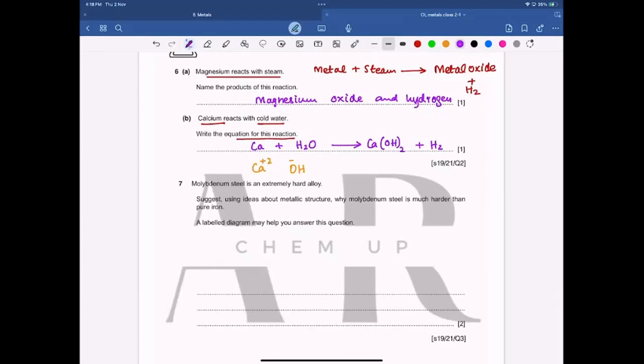See, now the equation is formed, but the equation is not balanced. So how will we balance it?